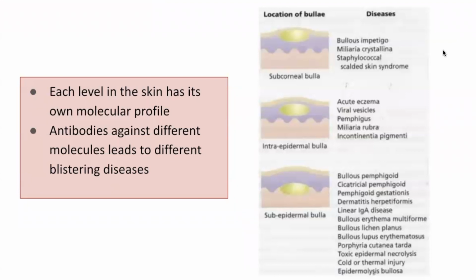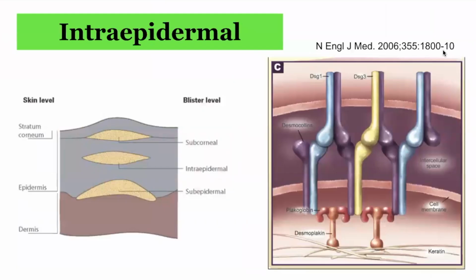Now, the reason why each level has its own differential diagnosis is because each level in the skin has its own molecular signature. It has different proteins. To demonstrate this, here is a slightly more detailed diagram demonstrating the intraepidermal layer of the skin. On the right-hand side, we can see some of the molecular proteins that are characteristic of the intraepidermal level, and these include the desmosomes. The desmosomes are essentially the junctional proteins that help the keratinocytes bind to each other and form the structure of the top layer of the skin. The desmosomes are characterized by two major transmembrane components. These include desmogleins, which is DSG, as well as desmocollins.